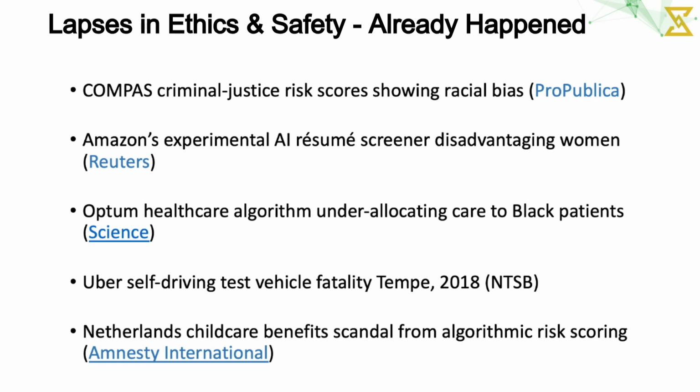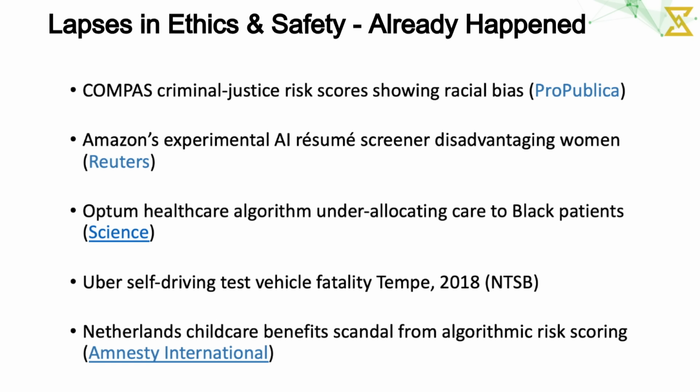Third, a healthcare population management algorithm underserved Black patients. Science Advisor reported that Optum, a widely used system, had biased healthcare allocation because it optimized for cost rather than illness. This resulted in less care being routed to Black patients with the same medical needs.